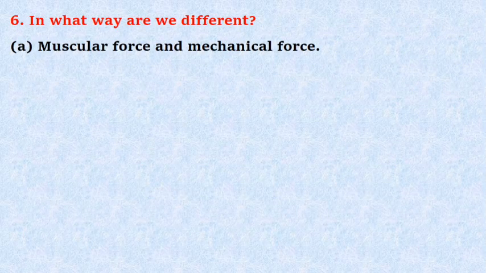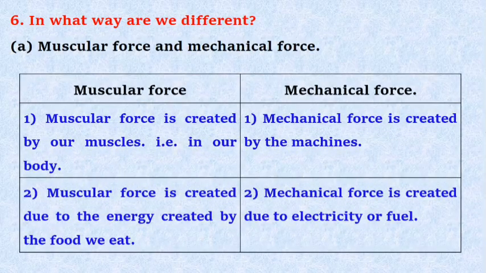Question number 6. In what way are they different? A. Muscular force and mechanical force. First, muscular force is created by our muscles, that is, in our body. Mechanical force is created by the machines. Second, muscular force is created due to the energy created by the food we eat. And mechanical force is created due to electricity or fuel.